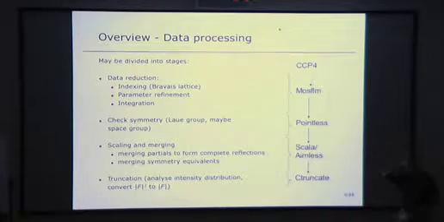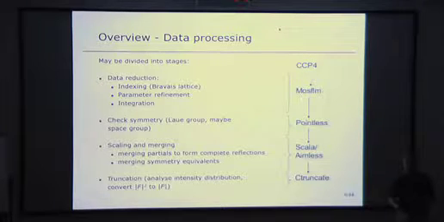To take data processing as a whole, you can divide it into stages. On the right-hand side, I've listed the programs that we use in the CCP4 paradigm for processing the data. We've got the data reduction, where we do the indexing, the parameter refinement, and the integration itself. In other words, the measurement of the spots on the detector. We use MOSFLM. We can check the symmetry and get the Laue group out, and maybe the space group if we're lucky. Use Pointless.